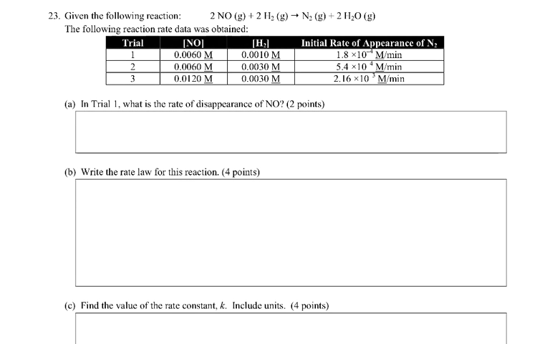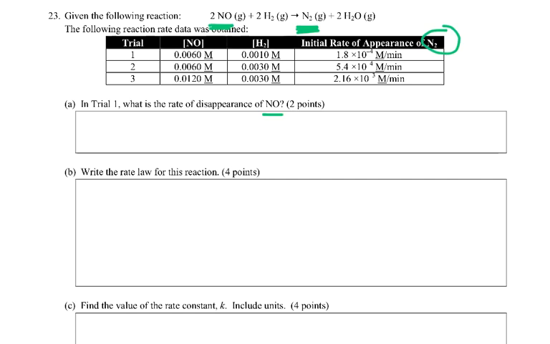22, given the following reaction. Okay, so first off, what is the rate of disappearance of NO? Well, we're talking about the rate of appearance of N2, so we're given this number, and we want this number. So we can see what happens is, because it's a 1-to-2 ratio, whatever the rate of this guy is going to be twice that size.